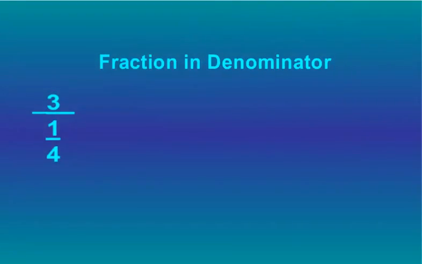They're much more likely to give you a fraction in the denominator. In this case, 3 divided by 1/4. Remember, when you have a fraction in the denominator, what you do is multiply the numerator by the reciprocal of the denominator. The reciprocal is what you would multiply that number by to get 1. In this case, the reciprocal of 1 over 4 would be 4 over 1. So we're multiplying 3 times 4 over 1, which is 12.